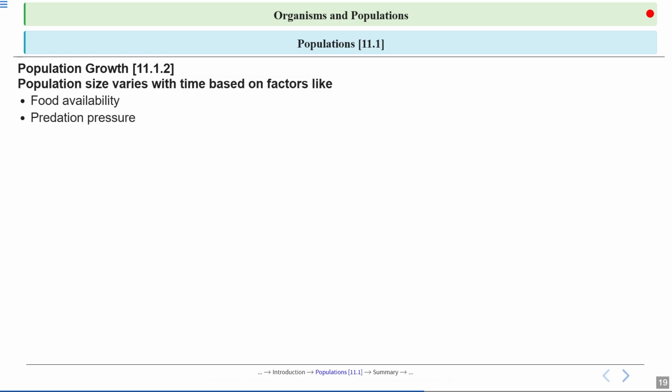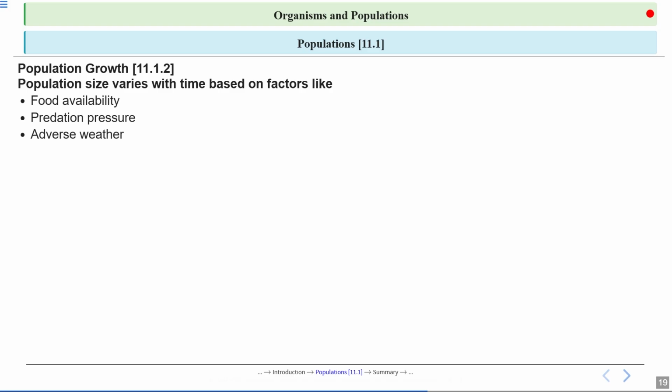Next one is predation pressure. Predators can also control the size of the prey population. If more predators are present in an ecosystem, then obviously the prey population size will be less.